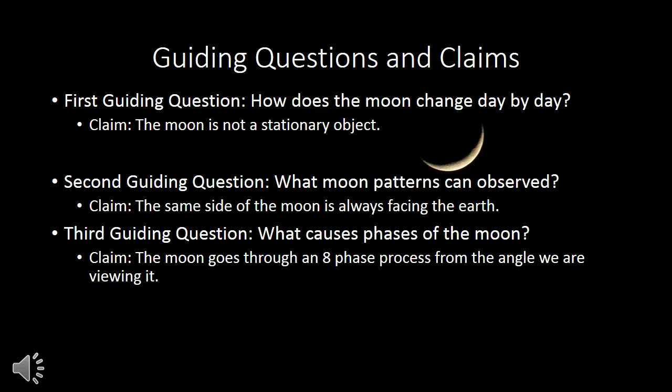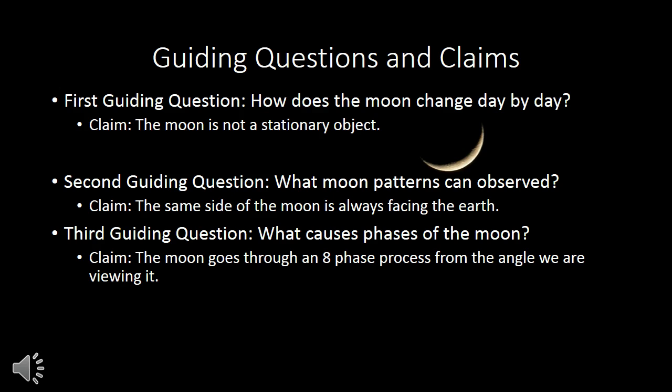Our second guiding question is, what kind of moon patterns can be observed? There are a number of moon patterns to be observed, but one is that the same side of the moon is always facing the Earth, and not many people probably know this.